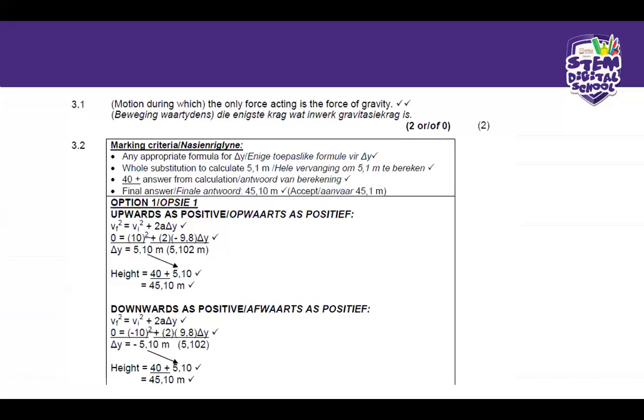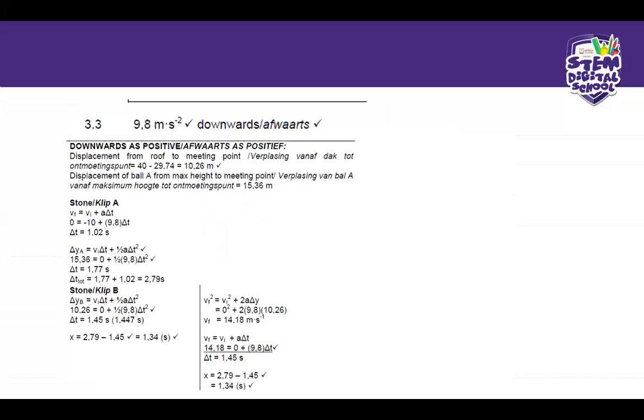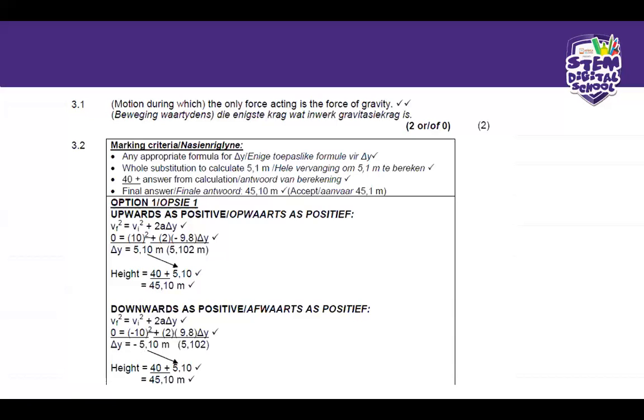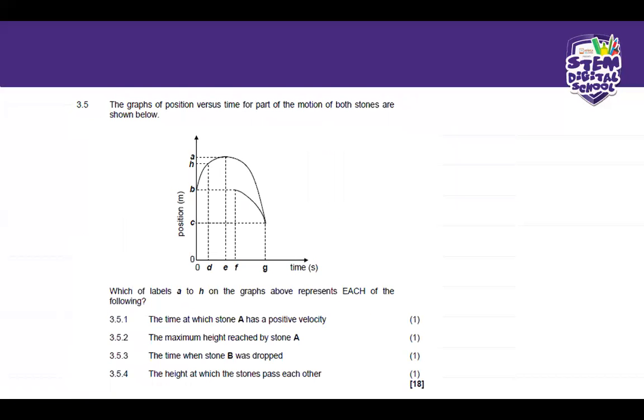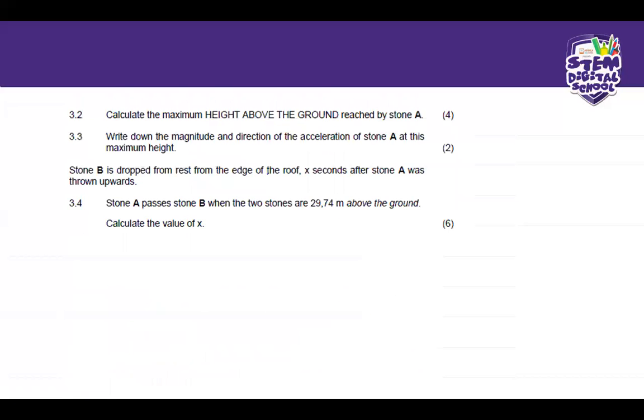Okay, are we good to go? So on number 3.3, they ask: write down the magnitude and direction of the acceleration of stone A at the maximum height. The magnitude of the acceleration is going to be 9.8 meters per second squared, downwards. It's going to be a downwards force.